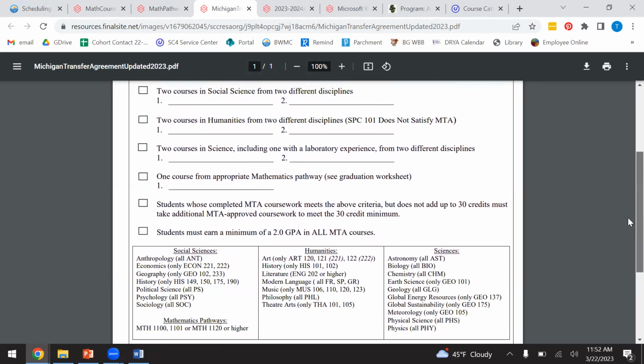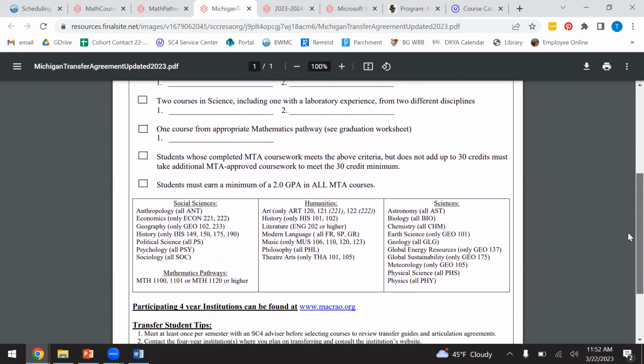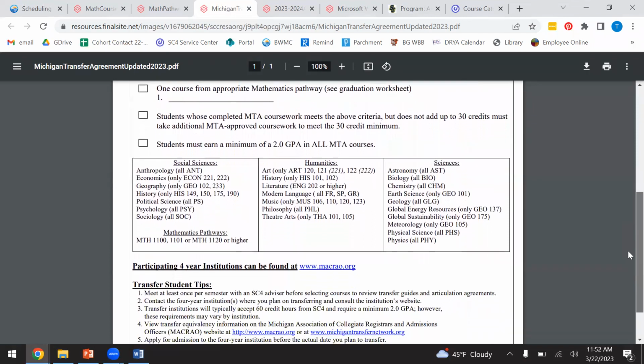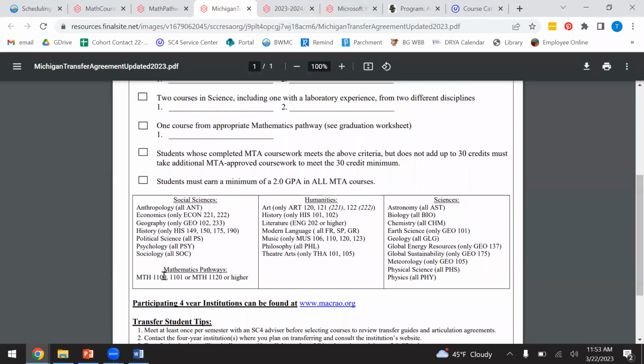The sciences, most of the classes do have labs embedded into them, and it will say that on the course description. But if you have questions about that, you should definitely ask. And then from your math pathway, they will allow basically the equivalent of 104, 113, or 120 or higher. Those are the courses that count for the math for the MTA, but you would want to pay attention to what your degree is requiring, because, for example, Math 104 or the old version of that doesn't count for the science degree. It only counts for the arts degree.